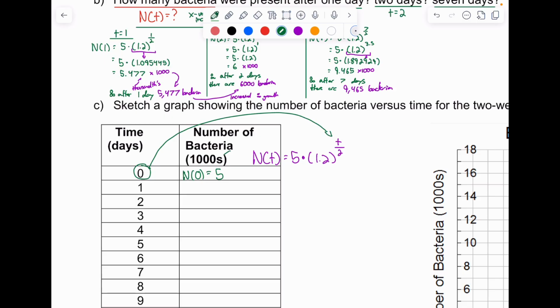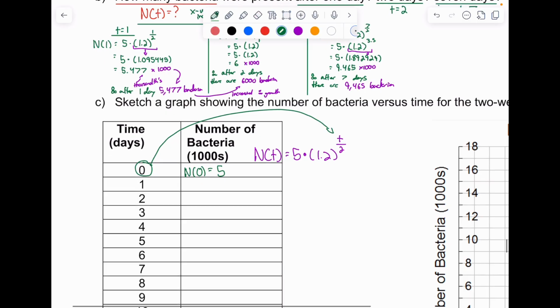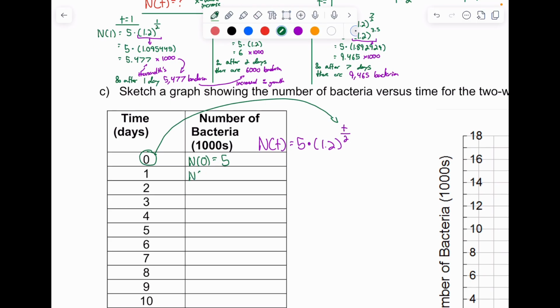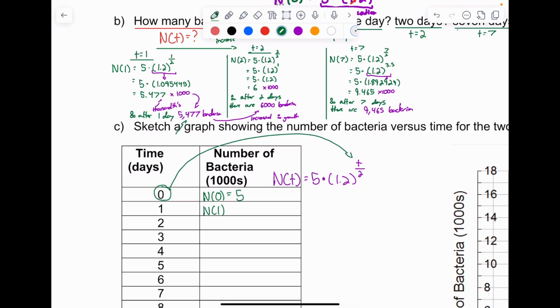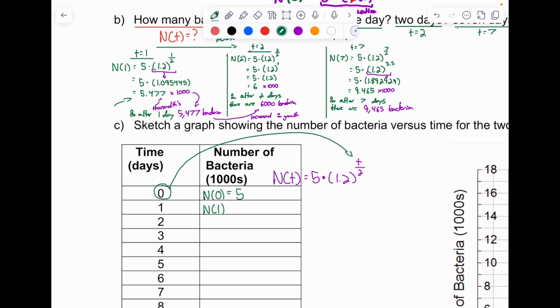Again, it's measuring it in thousands, so you just put the 5. We also did n at 1. That was in this part B right here. That was this one right here. 5.5, sorry. It was 5.477.